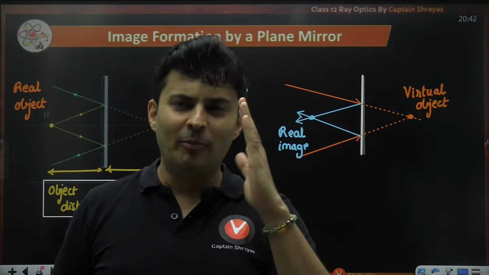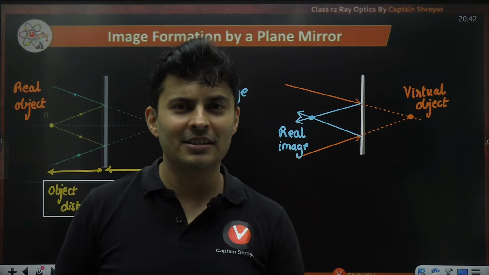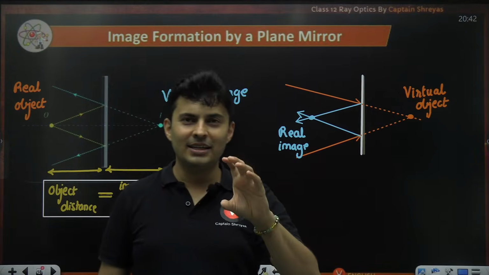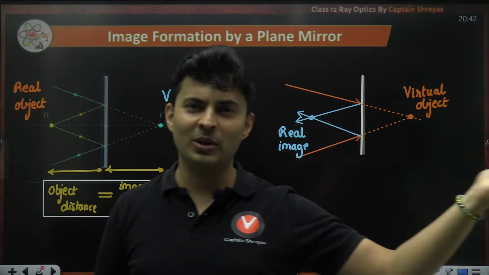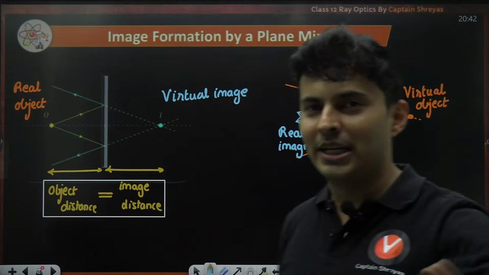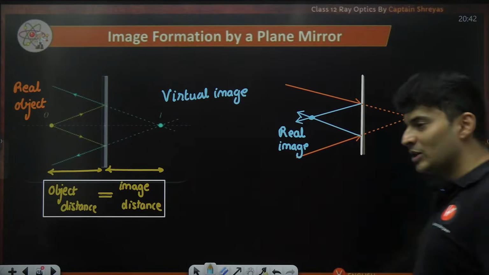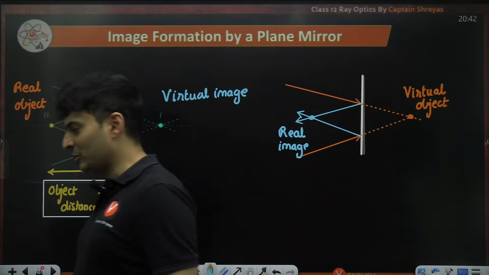Okay, a plane mirror always forms virtual image. True, false kind. Okay, maybe statement-based, assertion, reason, something like that. Or maybe even in match the following, anything. Answer will be no. It can make real image also. It can make virtual image also, both.